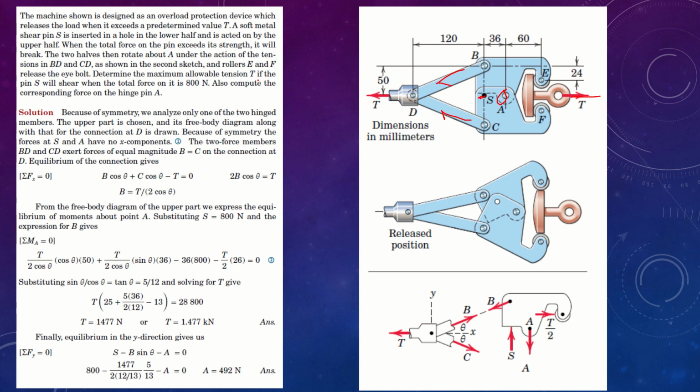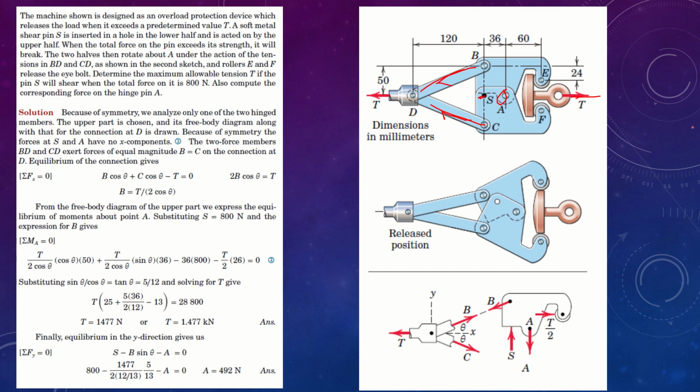This pin has a limiting value. When the tension T in this eye bolt increases to a value greater than the shear value of this pin, the pin is going to break. As a result, the whole mechanism is going to rotate about joint A. It is going to rotate because there is tension in elements BD and CD, and they are going to pull the clamp apart. As a result, this eye bolt is going to roll across and fall down.